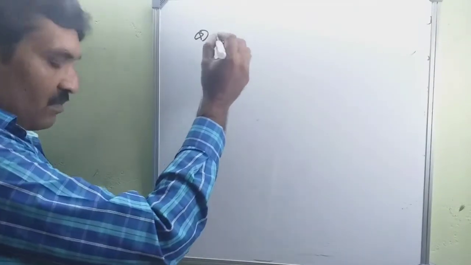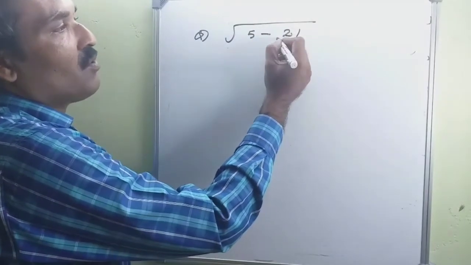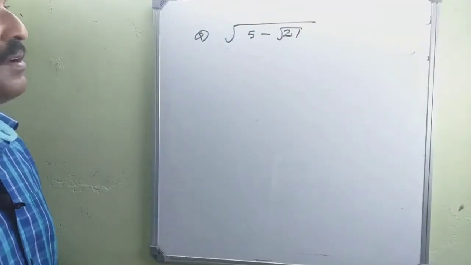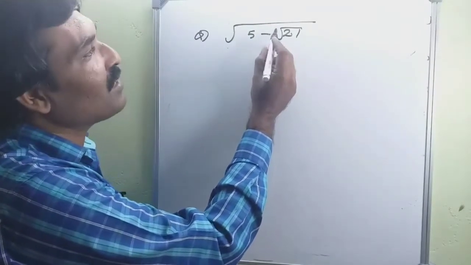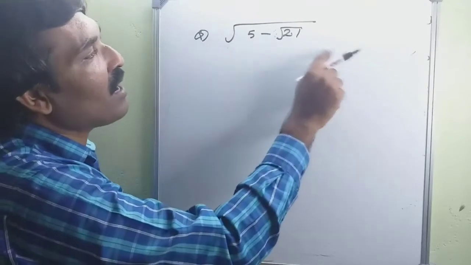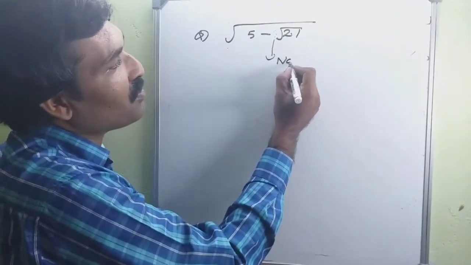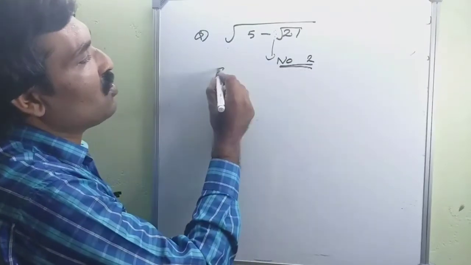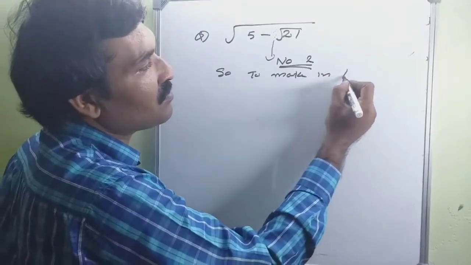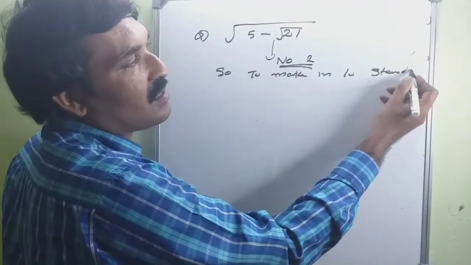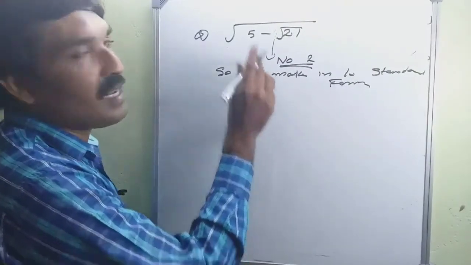Consider root of 5 minus root 21. Okay, now we don't have 2 here, so we multiply and divide by 2. Here there is no 2, so to make it into standard form, multiply and divide by root 2.